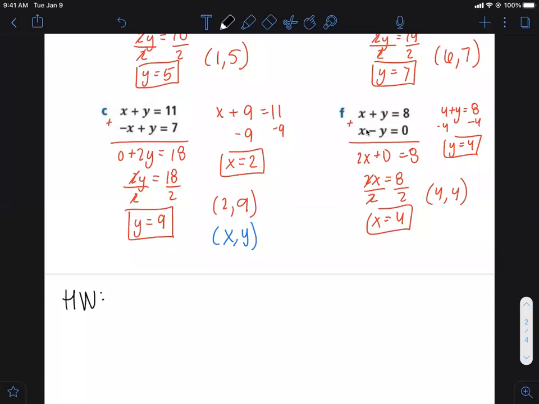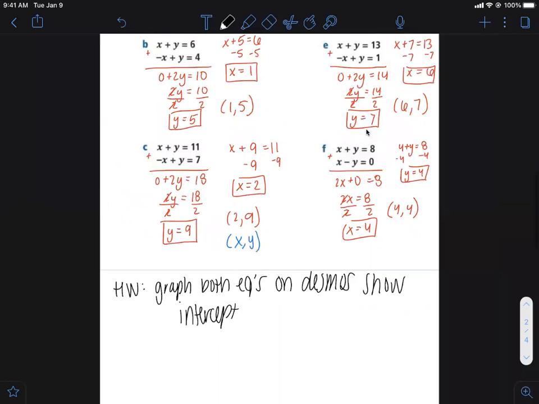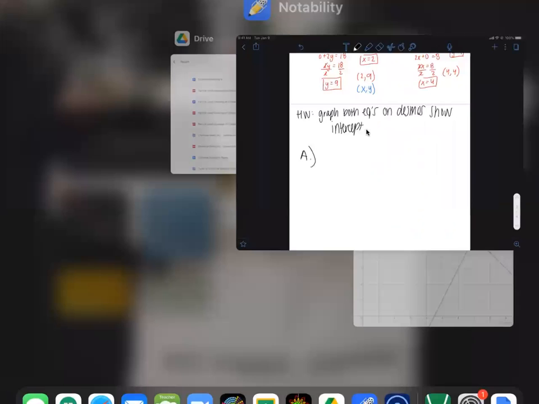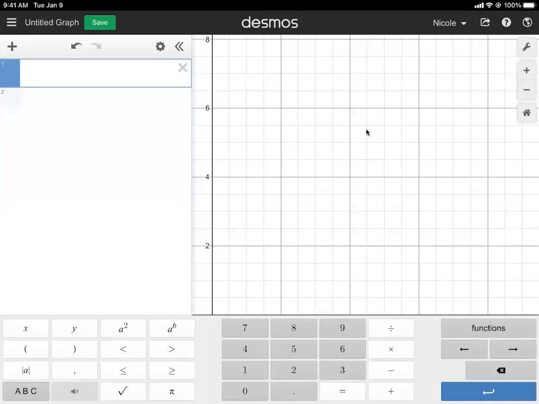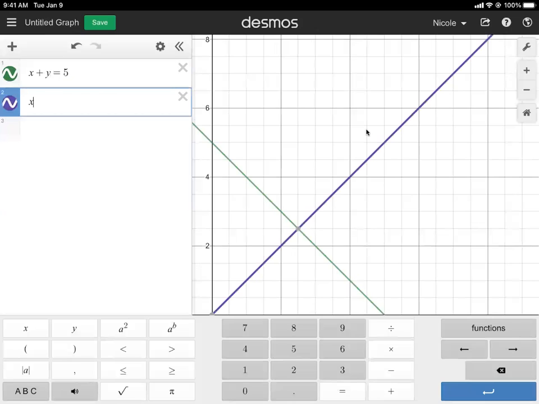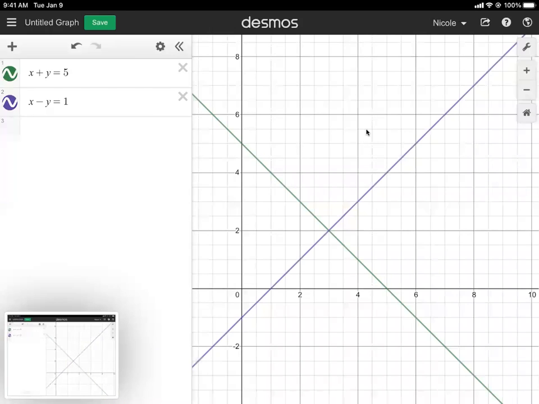Your homework is to graph both equations on Desmos and show your intercept. Okay, so for example, you're going to go A. Ariana, walk me through. What are the 2 equations for A? X plus y equals 5, and x minus y equals 1. Awesome. This one's super simple. All right.